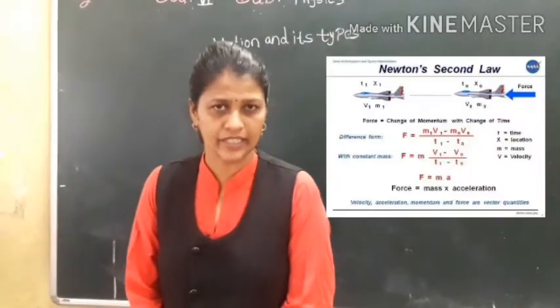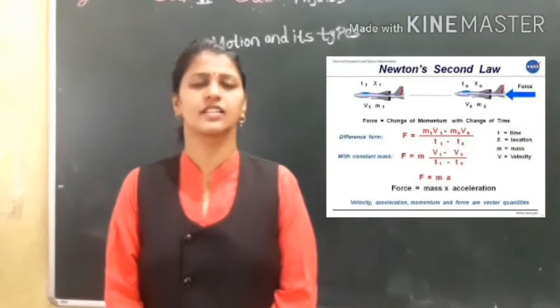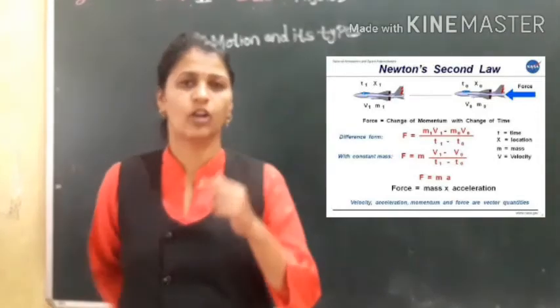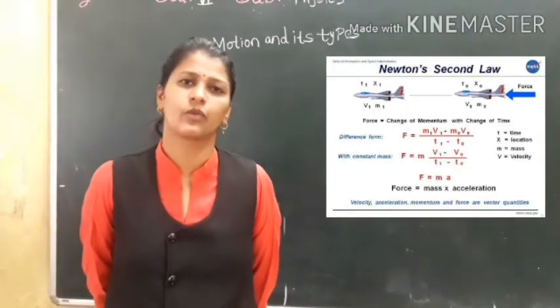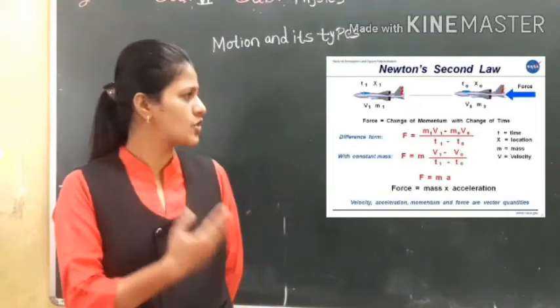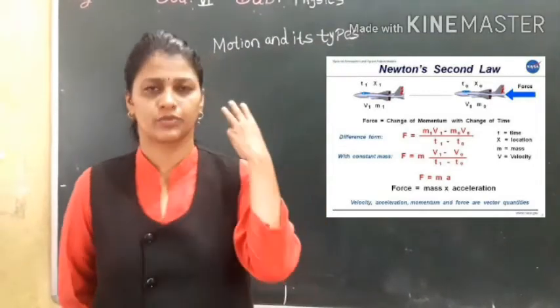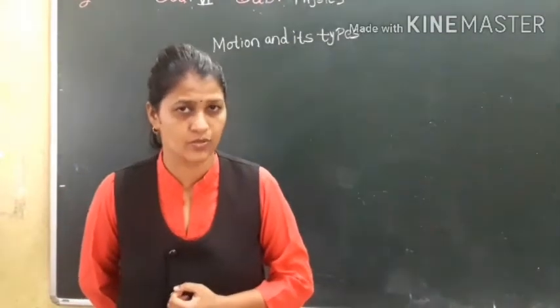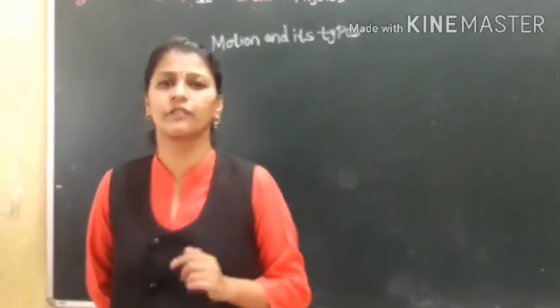Can you recall it? What is Newton's second law of motion? We have discussed it in force and its types. Because of Newton's second law of motion, we have derived the formula: force is equal to mass into acceleration. So, there are Newton's three laws of motion. How many laws of motion does Newton have? Three laws of motion. We will just recall them one by one.